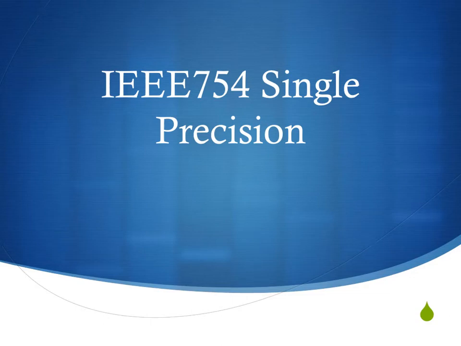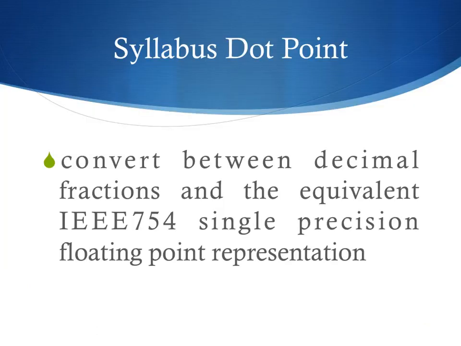Okay, Year 12, welcome to your video on IEEE754 or single precision, or the way in which computers handle very large and very small numbers. Okay, this is what you have to be able to do. Convert between decimal fractions and the equivalent IEEE754 floating point representation. This is what we are going to have a look at. This possibly doesn't make any sense to you just yet. Don't worry, but know this is what you have to be able to do. It's the conversion. That's what they will test in the HSC.